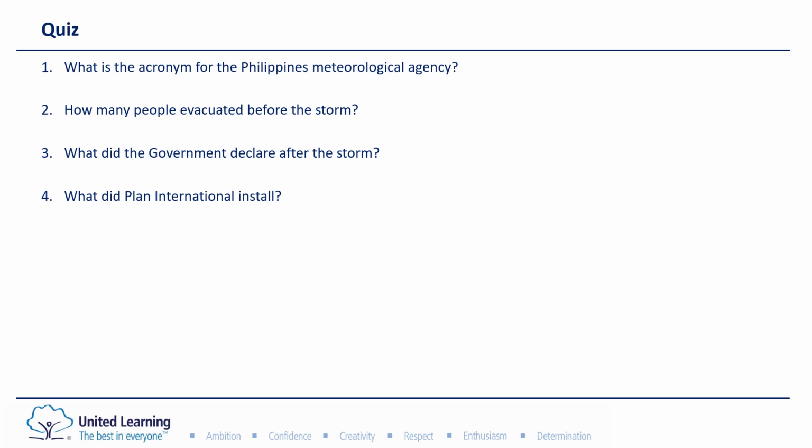Right, brilliant. So let's go through the answers. The acronym is PAGASA, P-A-G-A-S-A. 800,000 people were evacuated. The government declared a state of emergency. And number 4 was pit latrines, the toilets in the ground. So that's the immediate responses.